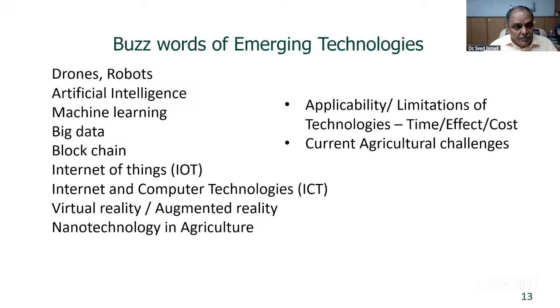Now, the buzzwords of emergence, we will cover all these things: drones, robots, AI, machine learning, big data, blockchain, IoT, internet. This all comes under the applicability and limitation of technologies. How much time it takes to make, what is the effect of it, how much it costs, whether it's affordable or not, and whether it addresses current agriculture challenges. These two are important when you want to select a technology for a particular farm, a region, or maybe a country, whatever we talk about.